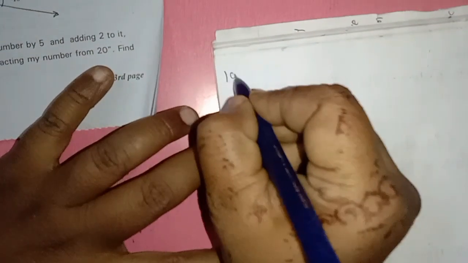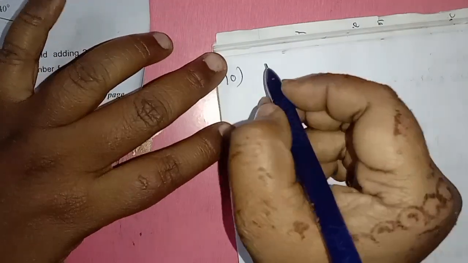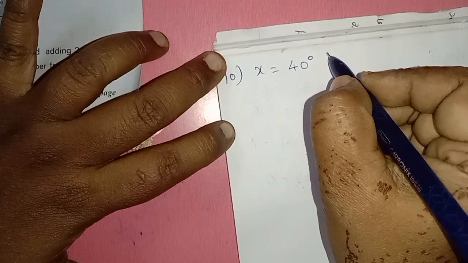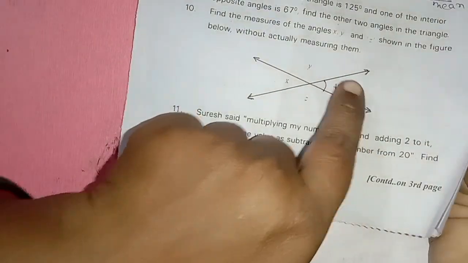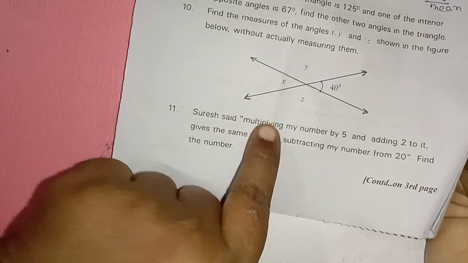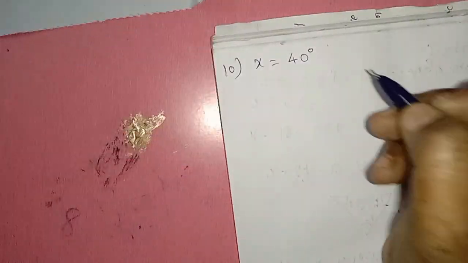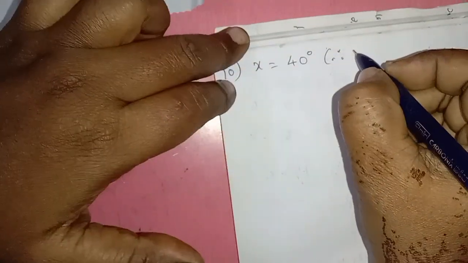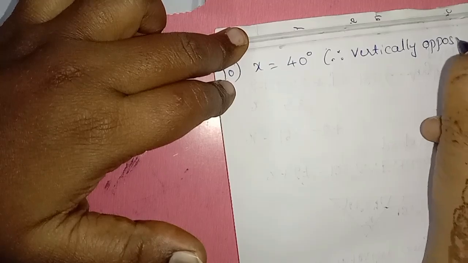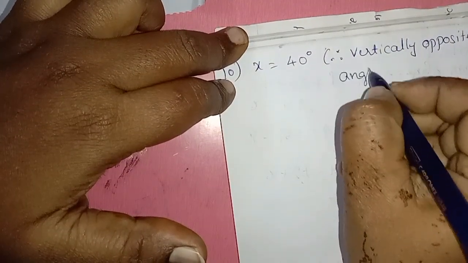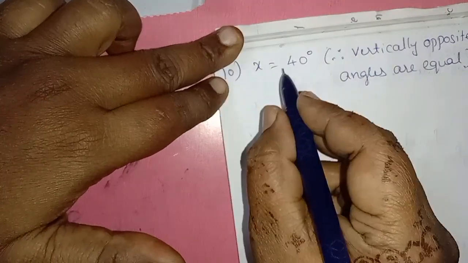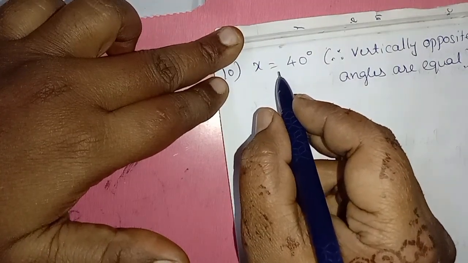10th question. X equals 40, I am writing directly. X equals 40 degrees. As per which rule? These two are opposite to each other, so vertically opposite angles are equal. That property I am using. Vertically opposite angles are equal. So x equals 40 degrees.